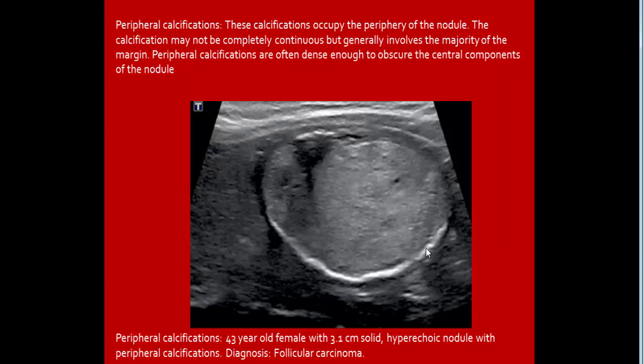Peripheral calcification: these calcifications lie at the periphery of the nodule. The calcification may not be completely continuous, but generally involves the majority of the margin. Peripheral calcification can be dense enough to obscure the central component of the nodule. This is a case of follicular carcinoma.